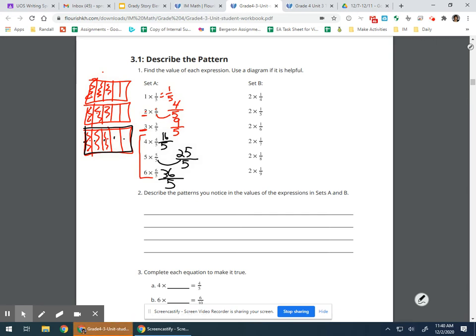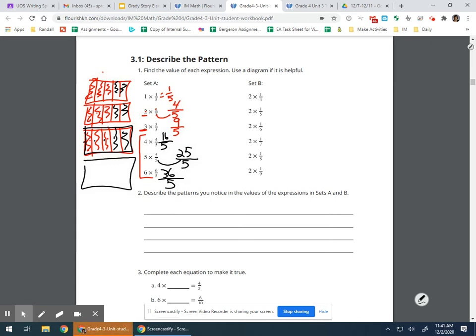Okay, so 4/5 would look like this. That would be 4/5. This would be 5/5. That means we'd have 3 wholes. And 6/5 would be 6 of these. Okay? I hope that makes sense a little bit.